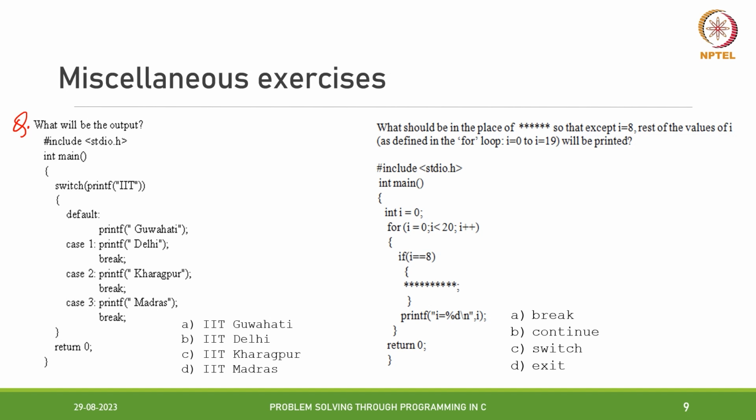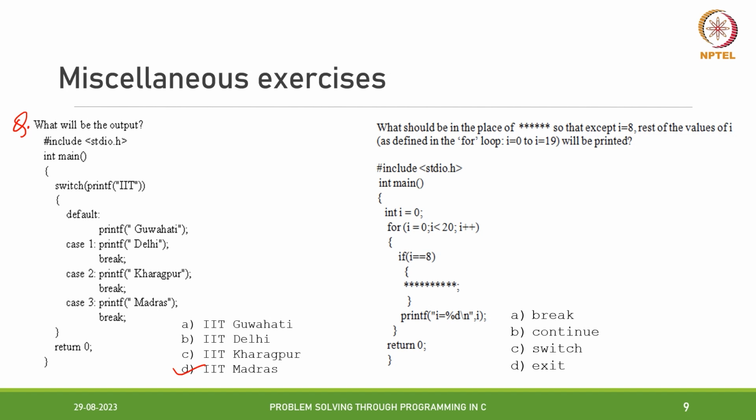Option A, sir. Why do you think so? Because sir, option IIT is not anywhere in that case. Yeah, but you are using printf IIT. So what does that give to the switch? Option D? Default option. Option B, sir, I think. Sir, I think the answer is option D.